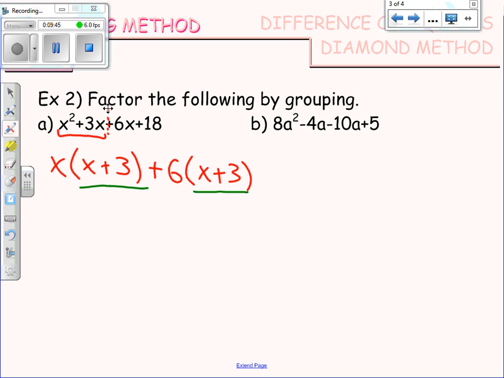Matthew. Well, like in the next one, what is it? We're not done this one yet. All you've done is the first 3 steps. Now we have a greatest common factor we have to take out. What's the greatest common factor of this and this? X plus 3. That's why it only works if you got the same thing. So you take out your x plus 3, and what are you left with? X plus 6.